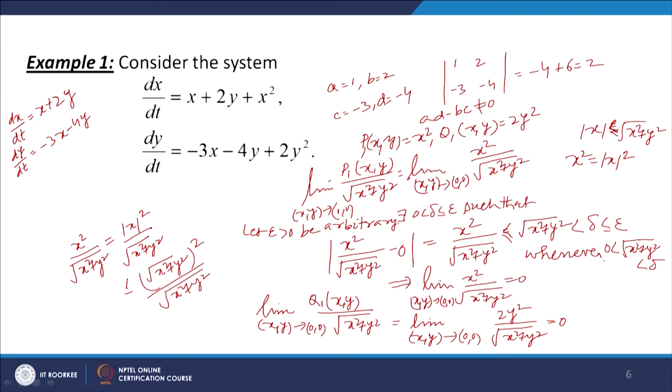So, the characteristic equation is lambda square minus (a plus d) lambda plus (ad minus bc) equal to 0. Here a is 1, d is minus 4, so minus a plus d is 3, and ad minus bc is 2. So, lambda square plus 3 lambda plus 2 equal to 0, so lambda plus 1 into lambda plus 2 equal to 0. So, the eigenvalues are minus 1 and minus 2. Now let us see what is the type of the critical point at 0 0.